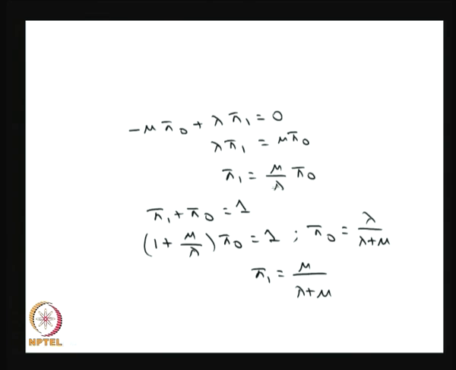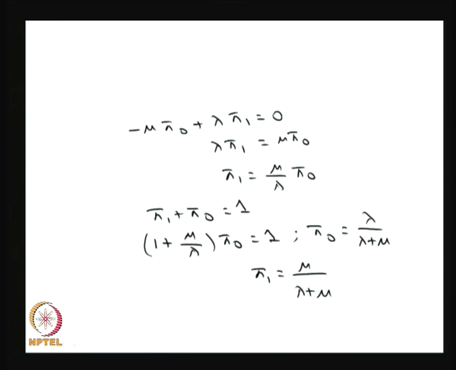From this I can get pi 1 in terms of pi naught. Since it is a homogeneous equation, I have to use one non-homogeneous or normalizing condition, the summation of pi_a equal to 1. Using that, I will get pi naught equal to lambda divided by lambda plus mu.